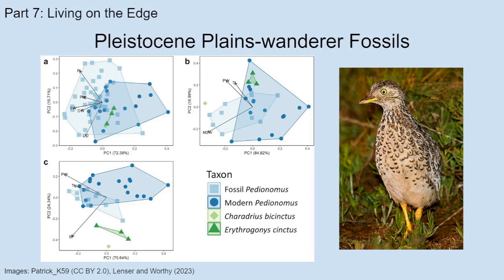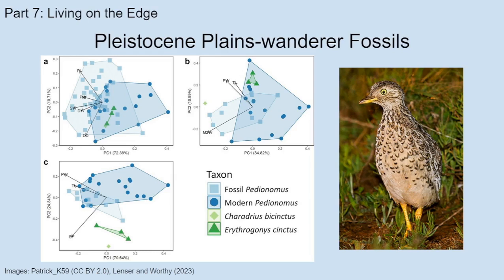Now, even though the Plains Wanderer is only found in grasslands today, at least early relatives of it are known from fossils that were preserved in different types of environments, like woodlands, for example. And so we can infer that members of this lineage probably transitioned into a grassland habitat over time. And now a new study looks at fossils of birds that seem to be similar to the Plains Wanderer from the Pleistocene, so in relatively recent geologic time.